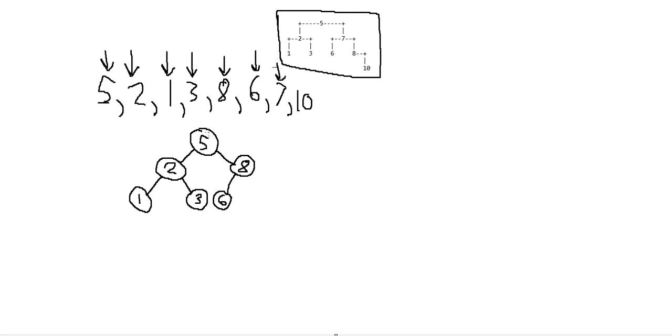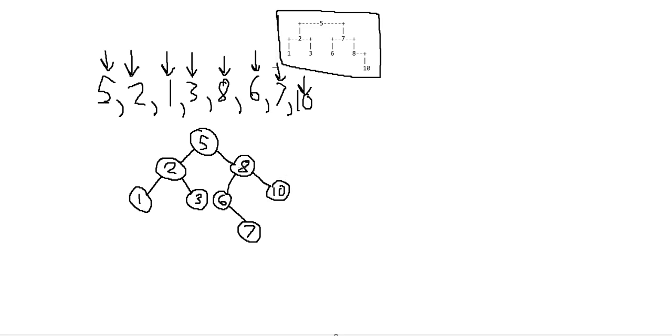Next, we look at 7. 7 is greater than 5. 7 is less than 8. 7 is greater than 6. So this goes to now a third level, down here to the right subtree of 6. Lastly, we have 10. 10 is greater than 5. 10 is greater than 8. So it goes to the right subtree of 8.